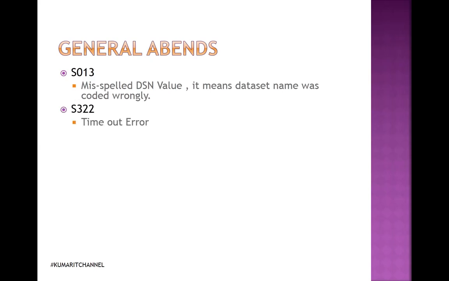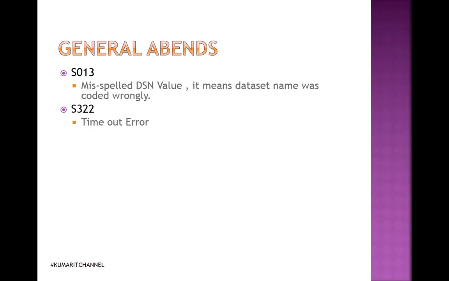The next one is S322, that is a timeout error, when the job is running for a longer time in a short running class. How do we overcome this S322 error? We need to check the class parameter, whether it is a short running class, and if it is a short running class, then we need to change it to a long running class.